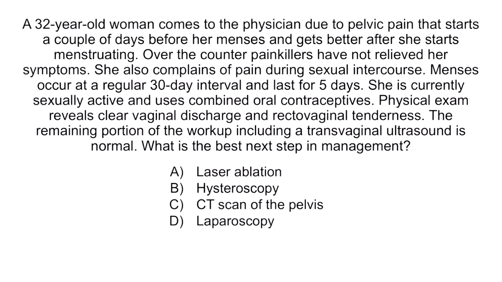A 32-year-old woman comes to the physician due to pelvic pain that starts a couple of days before her menses and gets better after she starts menstruating. Over-the-counter painkillers have not relieved her symptoms. She also complains of pain during sexual intercourse. Menses occur at a regular 30-day interval and last for 5 days. She is currently sexually active and uses combined oral contraceptives. Physical exam reveals clear vaginal discharge and rectovaginal tenderness. The remaining portion of the workup, including a transvaginal ultrasound, is normal. What is the best next step in management?